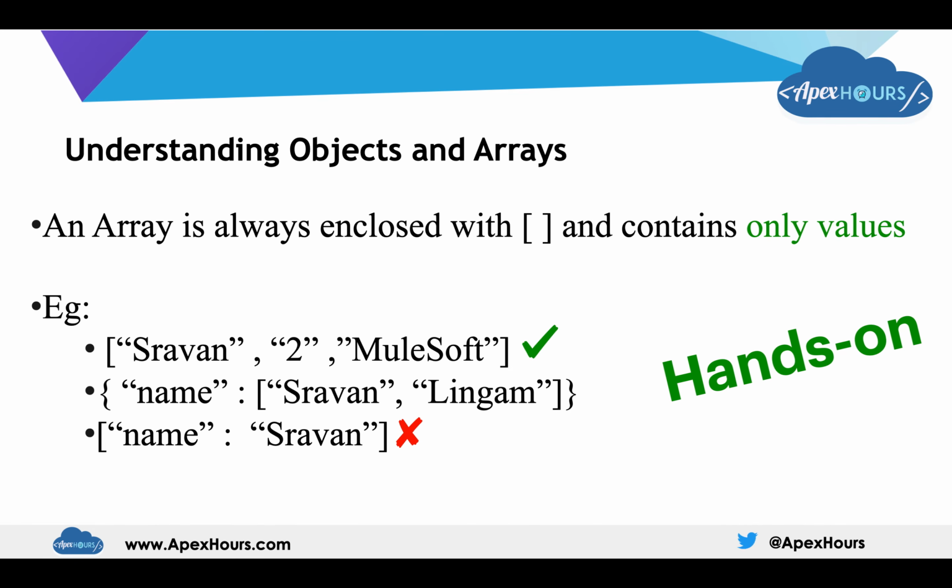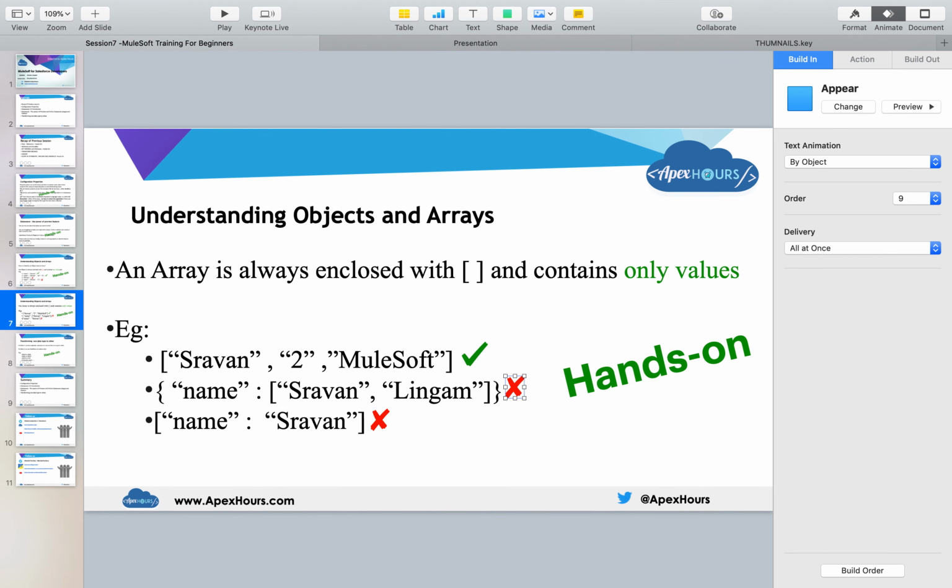All right, so the last example is also wrong. Though it is enclosed with square brackets, it has a key value pair, but arrays should not have key value pairs. It should have only values. So now let's do some hands-on.